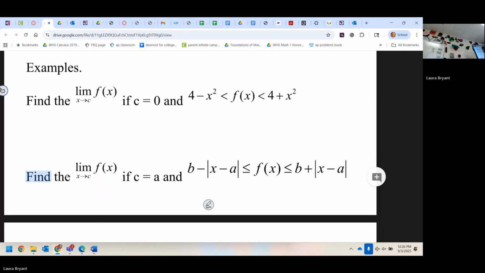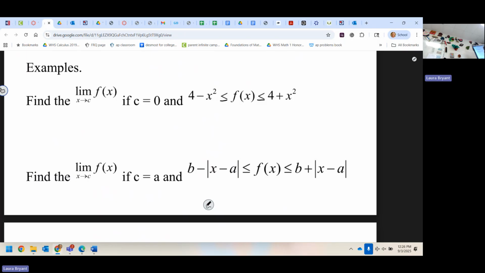Okay, so directions say, find the limit of f of x as x goes to c if c equals 0. Oh, there's a typo here, sorry. Will you please add in the equal to? Sorry about that. In the directions, we're told that f of x is the middle function. So this one has y values that are all below, this one has y values that are all above, and f of x is some unknown equation in the middle. So you've got a quadratic open down, a quadratic open up, and something in the middle.